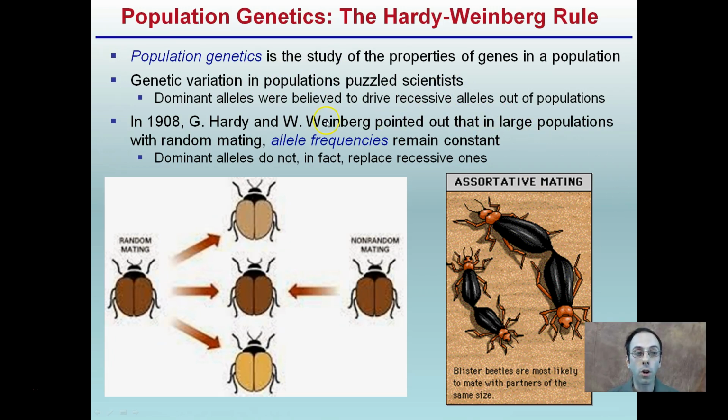They pointed out that in large populations with random mating, allele frequencies remain constant. Dominant alleles do not in fact replace recessive ones as was once thought. So through the process of random mating, there's no advantage to any phenotype or genotype here. Here we have assortative mating, which shows that in this case, these bugs tend to mate with ones of the same size. This non-random mating here would be the same color mating together. We're talking about random mating, where this color bug will mate with any other color bugs with an equal chance.